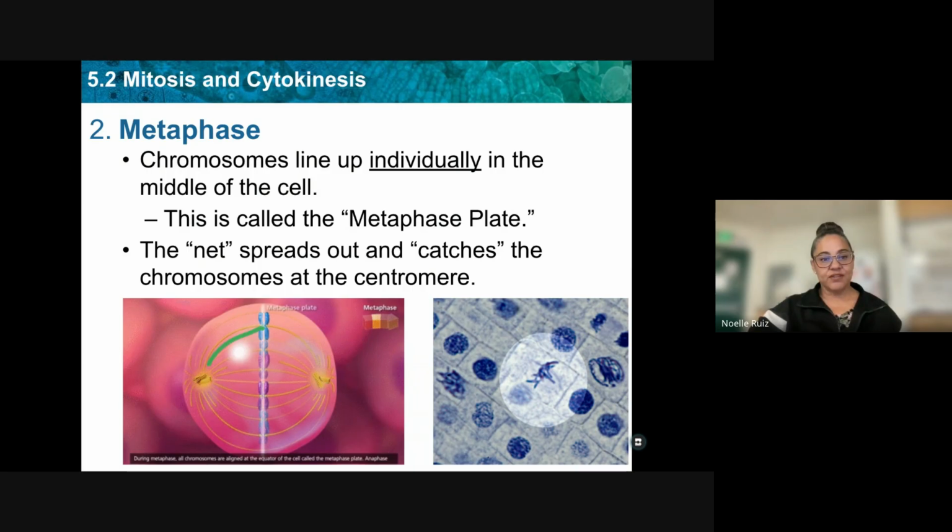The net, those are the centrioles and the spindle fibers. It spreads out and it catches each chromosome right at the centromere, right in the middle. That one on that side, that one catches it on that side. And there's a purpose behind it.